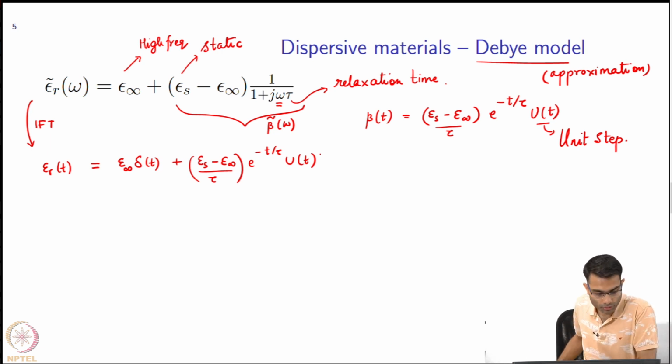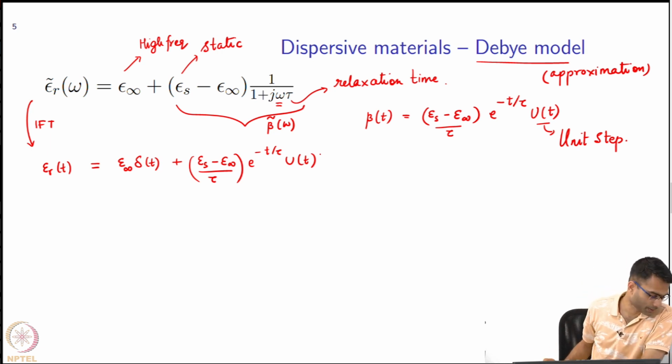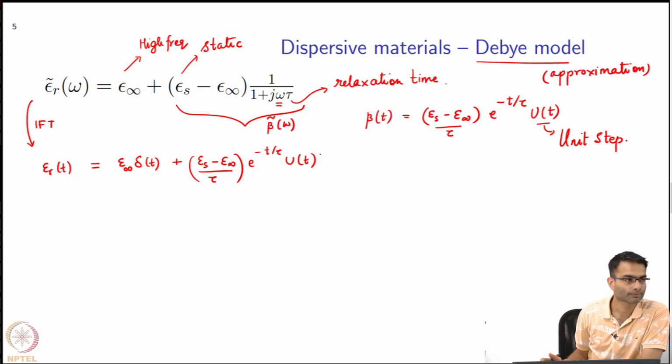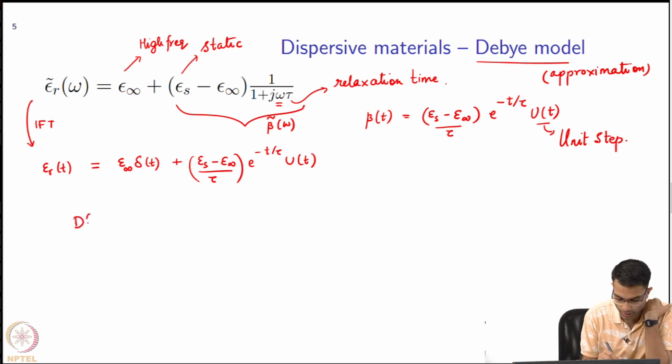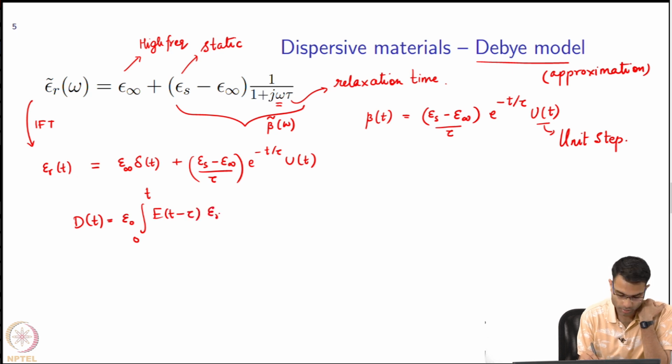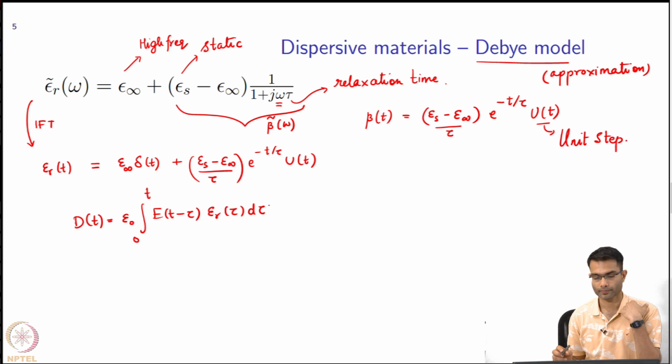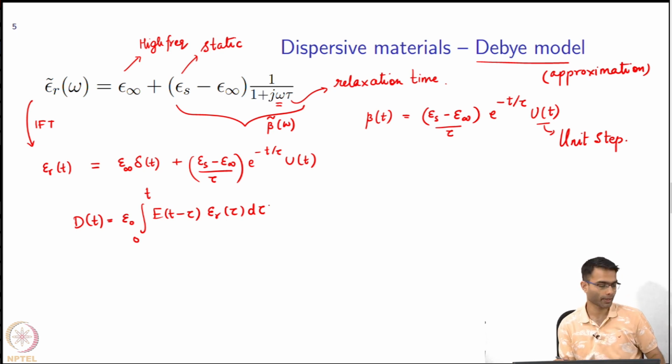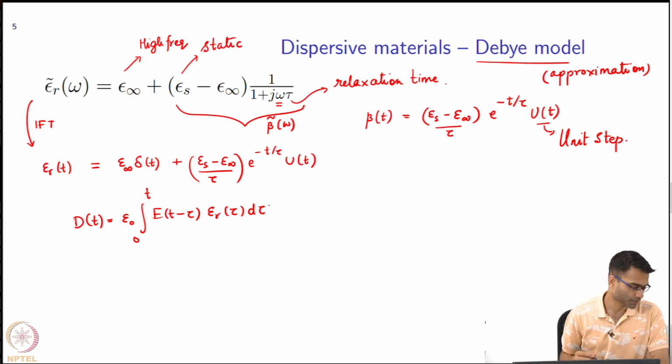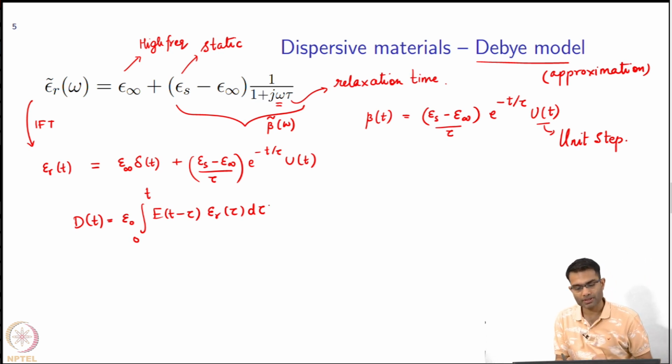Okay. So now that I have got my epsilon r, what is my next objective? Put it into the D equation, right. So our D equation, D of t, was epsilon 0 times the integral from 0 to t of epsilon of t minus tau, and now what do I have to do? I have to substitute this into this equation, right.